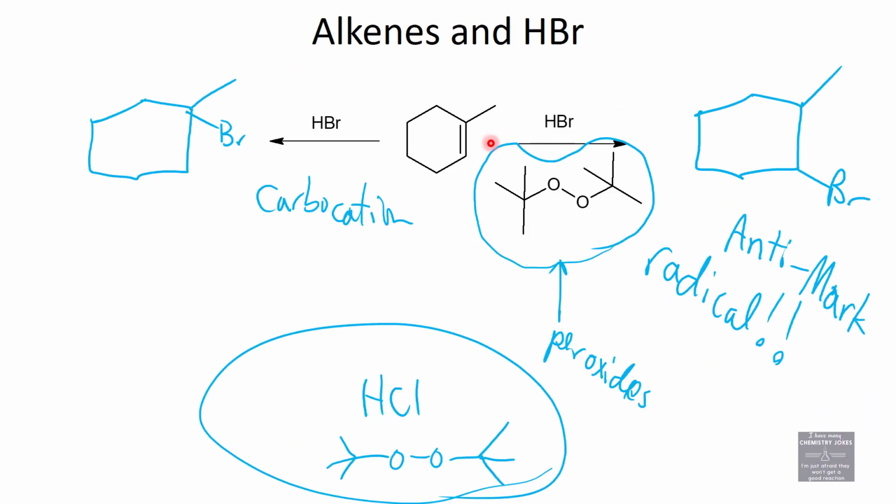We've already talked about one way to make an alkyl halide anti-Markovnikov. This is a new way to make an anti-Markovnikov alkyl halide. But this way, one more time, only applies to HBr. It does not apply to HCl. It does not apply to water. Sometimes students want to put water and peroxides and make it go anti-Markovnikov. No, don't do that. It's only HBr and peroxides that can do this because the bromine radical is so stable.